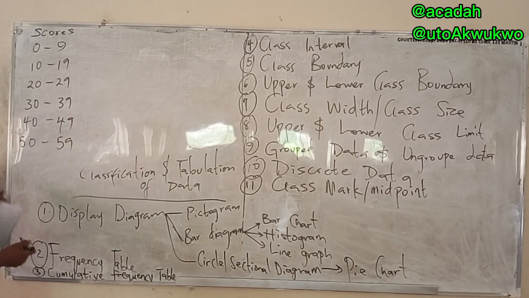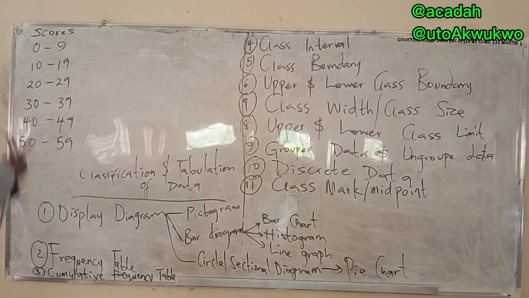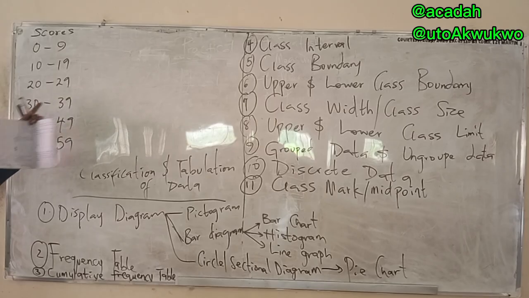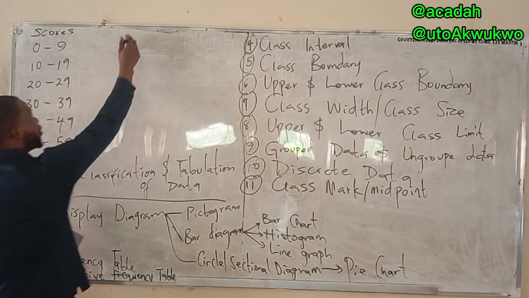This is a group. So they are telling me that there are people that scored from 0 to 9, people that scored from 10 to 19, people that scored 20 to 29, people that scored 30 to 39. And how do I know that those numbers are real? They will come and give me what we call frequency.